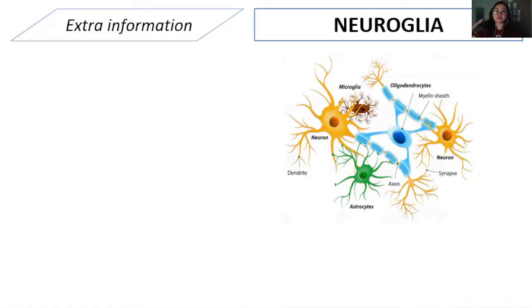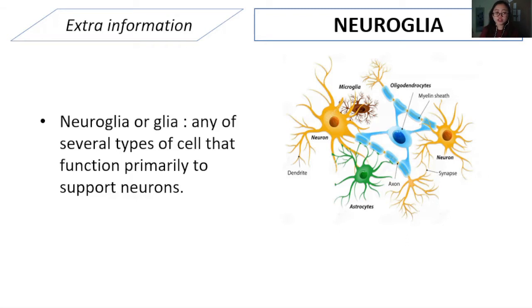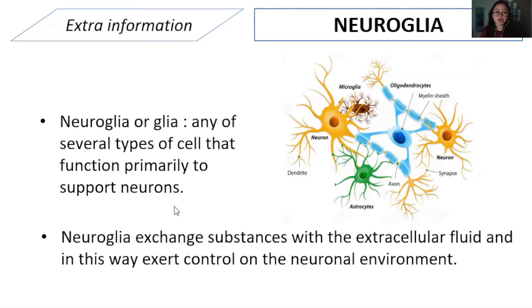So you may have heard this word before, glia or neuroglia. Neuroglia or glia is any of several types of cell that function primarily to support neurons. The neuroglia will exchange substances with the extracellular fluid and in this way exert control on the neuronal environment. So kalau kamu bayangkan neuron-neuron dalam otak dan akar tunjang kita tuh, dia banyak fokus kepada melakukan kerja. Yang menjaga neuron sambil dia buat kerja adalah sel-sel yang digelar sebagai neuroglia.